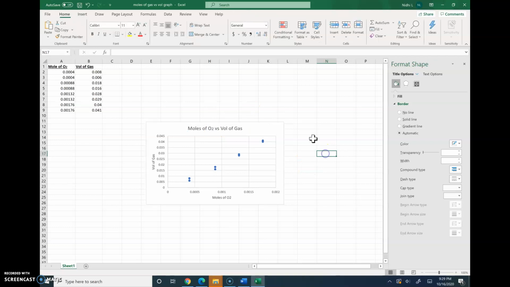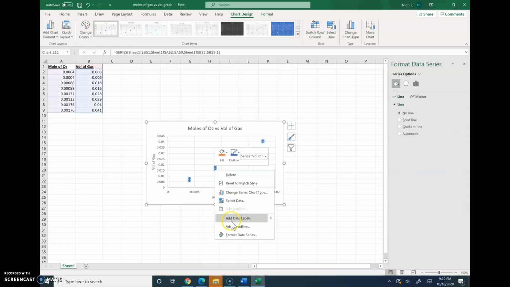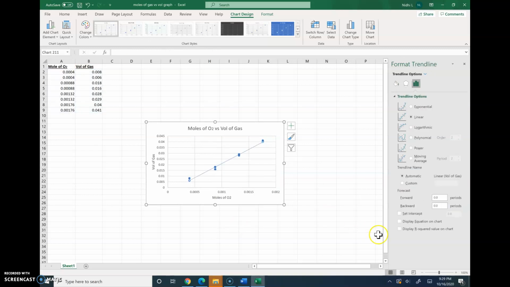Okay. The next thing it says is create a best fit line on your graph, set the y-intercept equal to 0, and display the equation of the graph. First thing, the trendline. Set your cursor on any of these data points, and then right click. Notice it says Add Trendline. Let's do that. And notice when I choose, it says Set Intercept to 0.